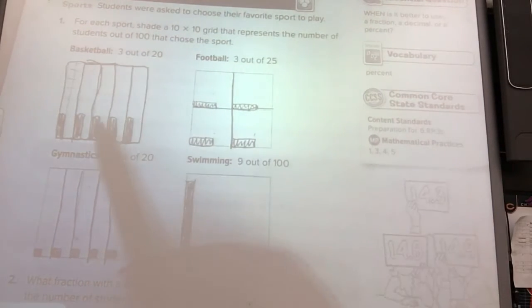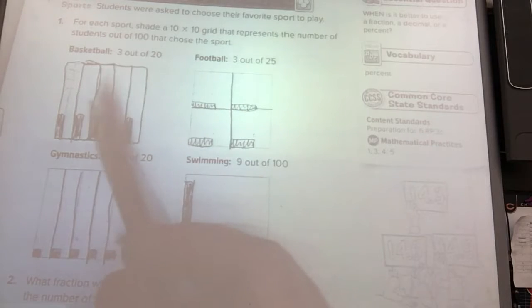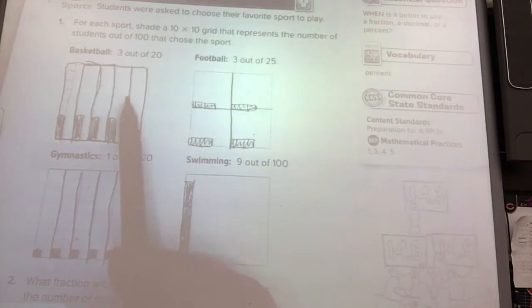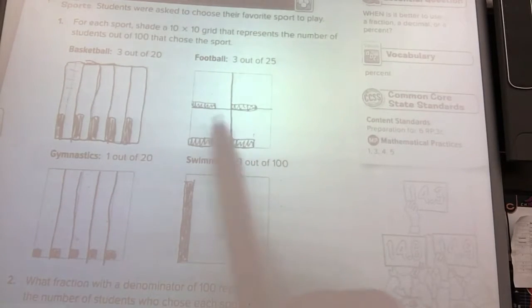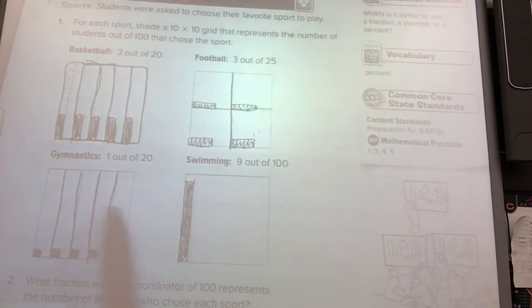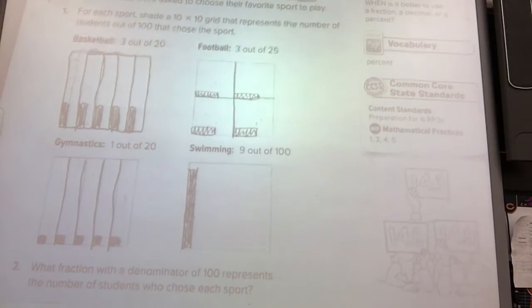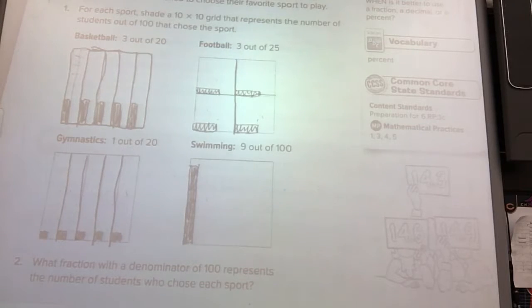Now, in each one of these grids, you realize that you're out of 100, because 20, 40, 60, 80, 100; 25, 50, 75, 100; 20, 40, 60, 80, 100; and this one's just a whole 100 once. So we can figure out how many out of 100 for all of them. Let's look at what fraction with the denominator of 100 represents the number of students who chose each sport.